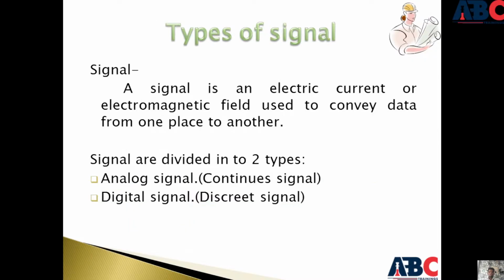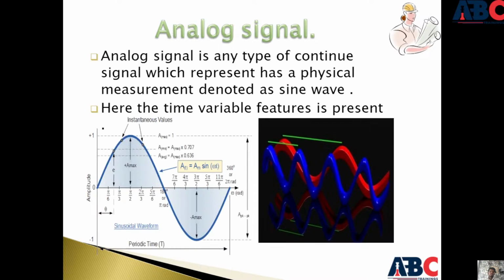The types of signal. A signal is an electrical current or electromagnetic field used to convey data from one place to another. Signals are divided into two types, analog signal and digital signal. An analog signal is any type of continuous signal which represents a physical measurement, denoted as a sine wave.